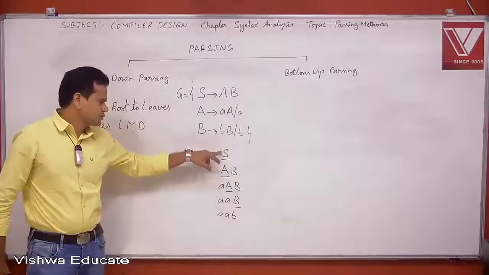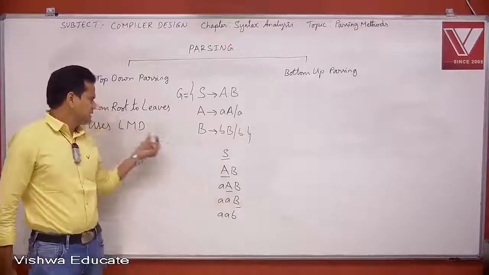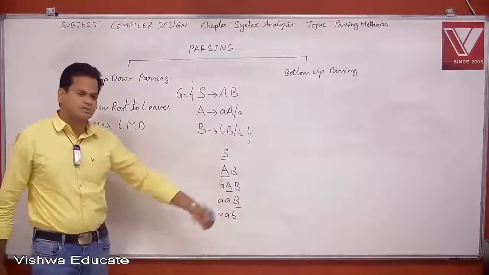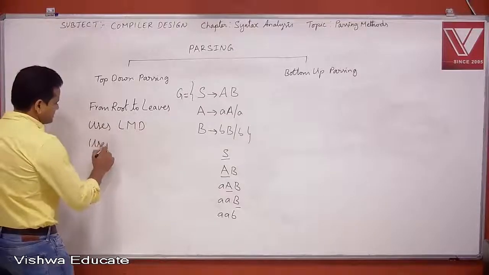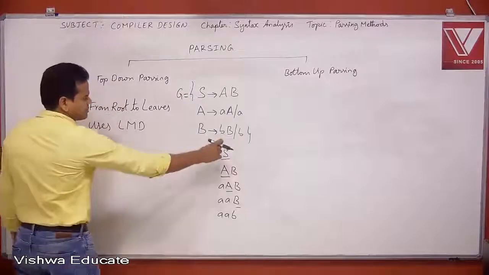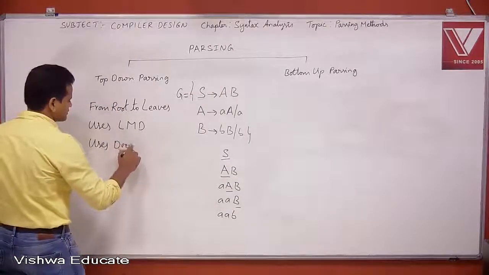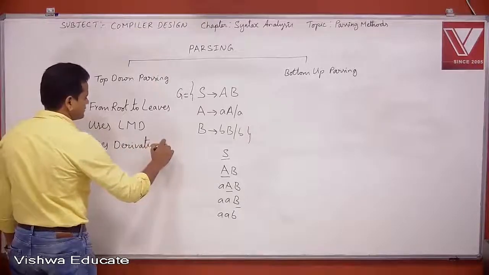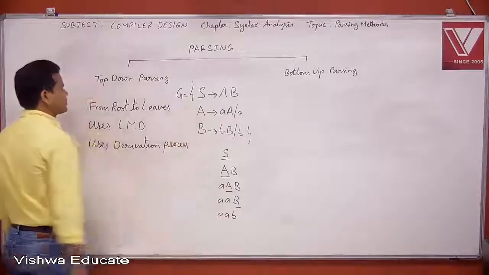So it takes the root, the start symbol, and derives the string. So from root to leaves, and every time it uses LMD, meaning the production is applied to the leftmost non-terminal. Taking a symbol, we derive the string. So using the derivation process, we derive the string here. This is top down parsing.